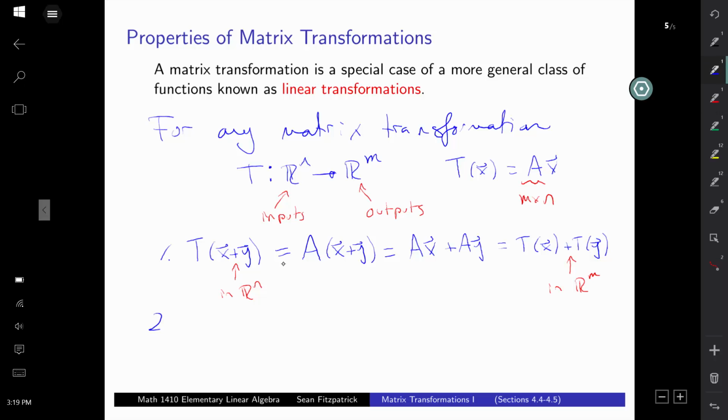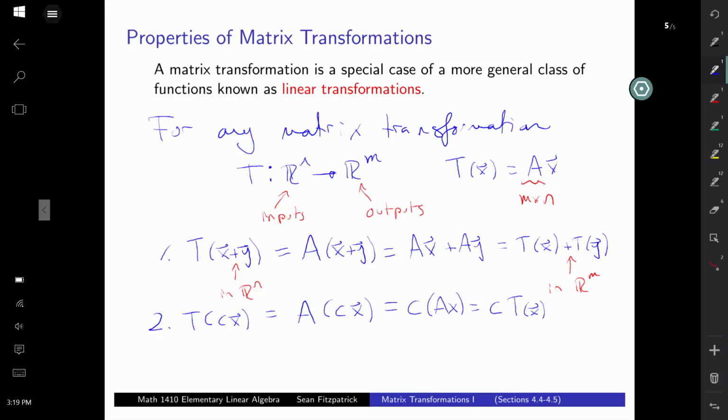And the same thing is true for scalar multiplication. Okay, if I take any vector x and any scalar c, right, then that's A times c times x. And again, one of the properties for matrix multiplication says you can take that scalar and pull it out in front. You can write that as c times Ax, which is c times T of x. Right? And again, on the left, the scalar multiplication is taking place in the domain, Rn, and the scalar multiplication on the right is taking place in the codomain, Rm.